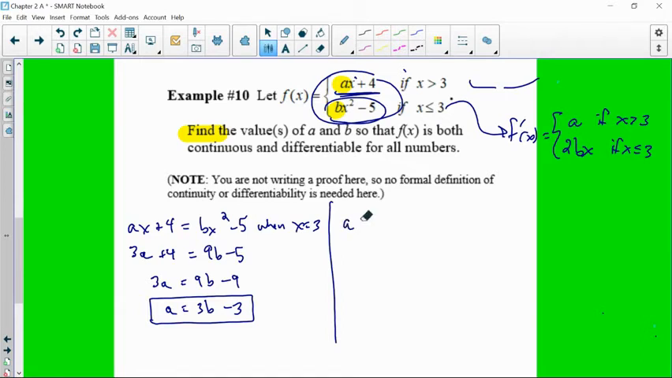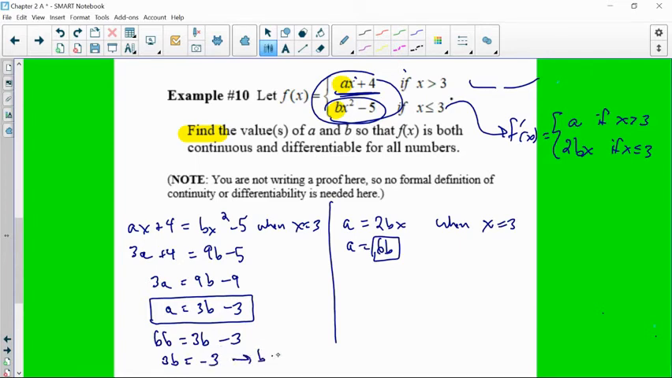So now I want a to equal 2bx. I want the derivatives to line up when x is equal to 3. So that really means that a is equal to 3 times 2, 6b. So this value of 6b is what I'm going to input here. So I'm going to get 6b is equal to 3b minus 3. Subtracting the 3b over, I get 3b is equal to negative 3, which implies that b equals negative 1. So there's our value of b.